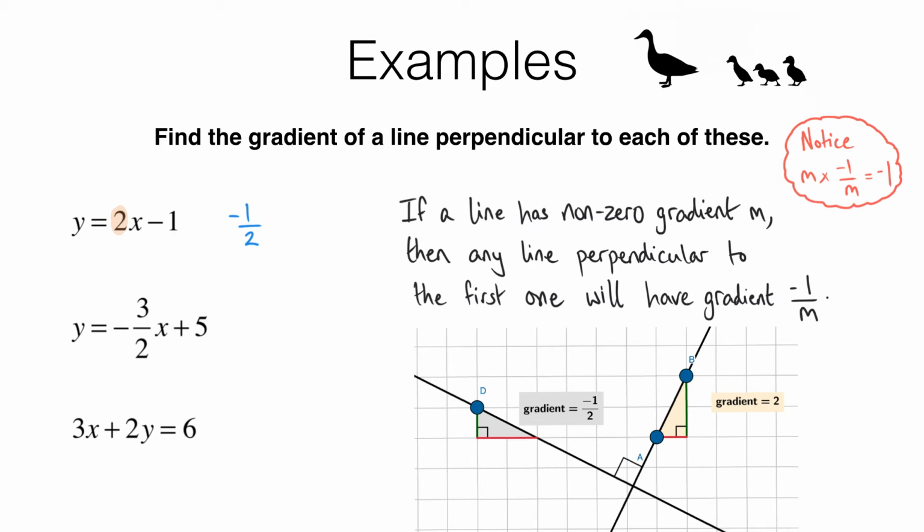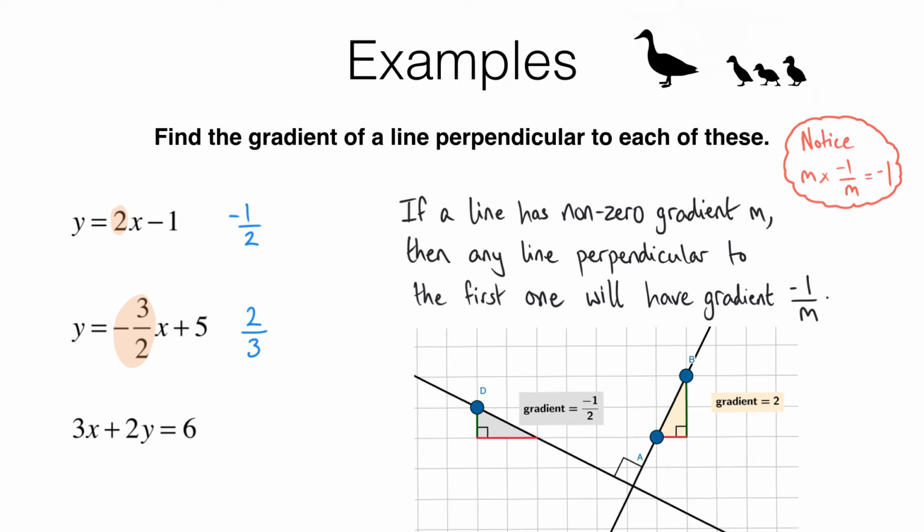In the second question, we've got y equals -3/2x plus 5. In this case, the line has gradient -3/2. A line that's perpendicular to this is going to have a gradient that is the negative reciprocal of -3/2. So because we were looking for a negative reciprocal, we're going to need to change the sign. So we're going to end up with a positive value. And remember reciprocal, so we need to swap these around. So the gradient of a perpendicular line is going to be 2/3.